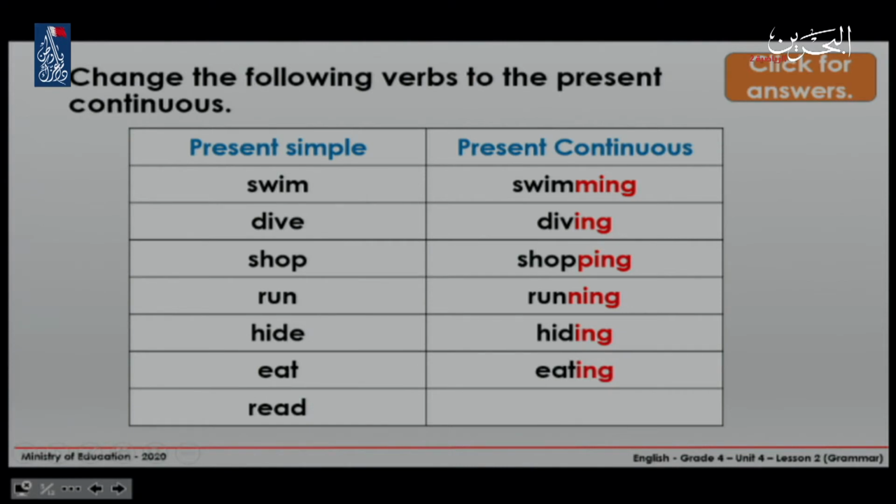Good. It will become eating. What about the next verb? Read. Very good. We will add ing and it will become reading.